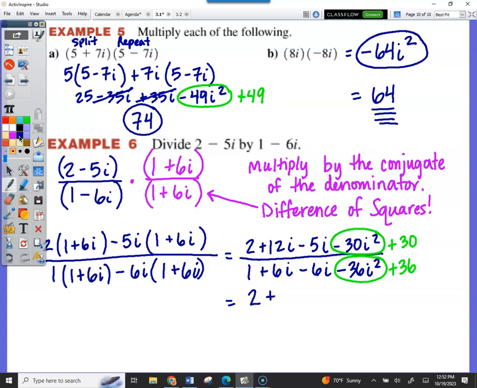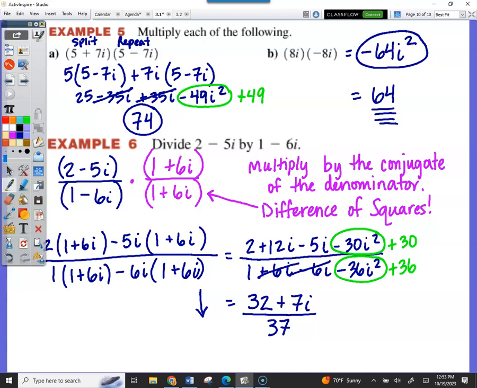Alright, so here, let me back. So now I have 2 plus 30. Then I have 12i minus 5i. On the bottom, I have 1 plus 36. I have good news and bad news. The good news is that's dividing complex numbers. The bad news is we came to something that has some prime numbers, so this is all we can do.